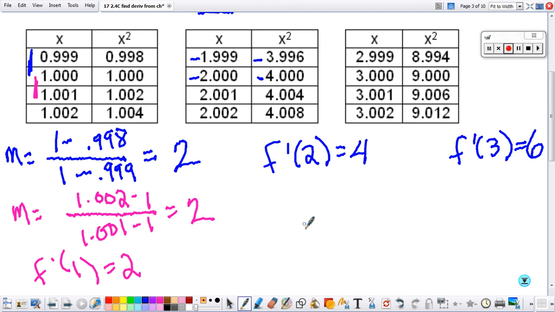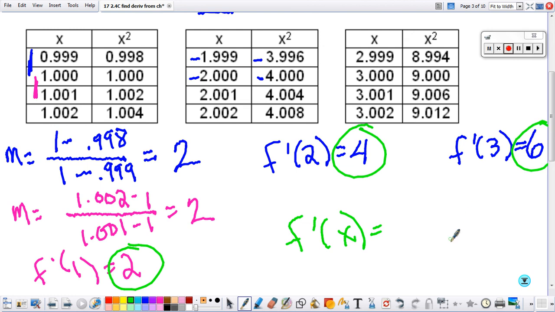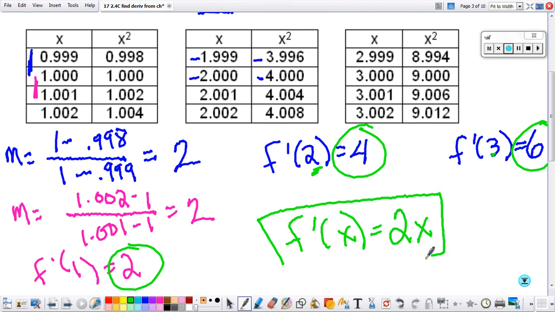Now, that seems like a really long way to do this. So we're going to come up with a more efficient way after we generalize the function here. So we go 2, 4, and then 6. So that appears to be that if I do 2 times 1, I get 2. If I do 2 times 2, I get 4. 2 times 3, I get 6. So if I do 2 times x, that would give me the slope at any point.